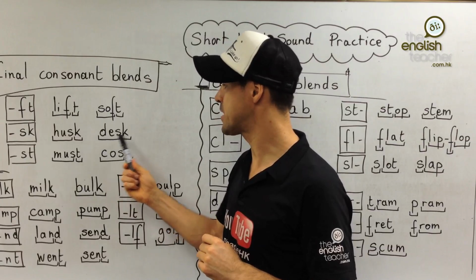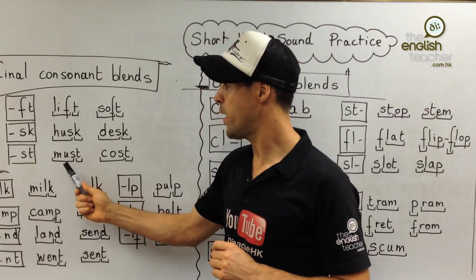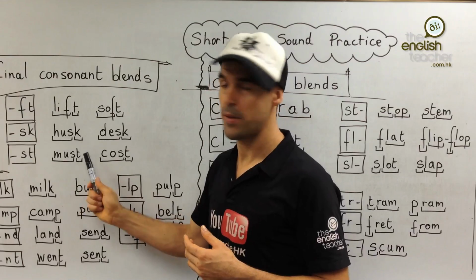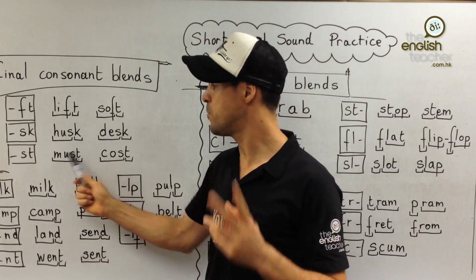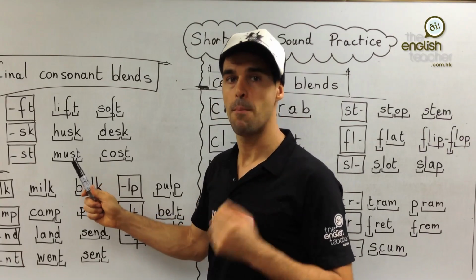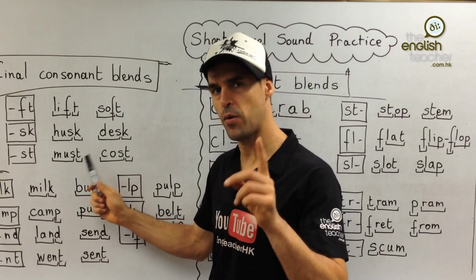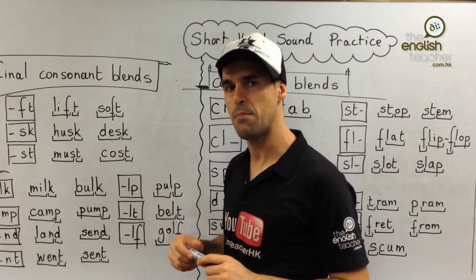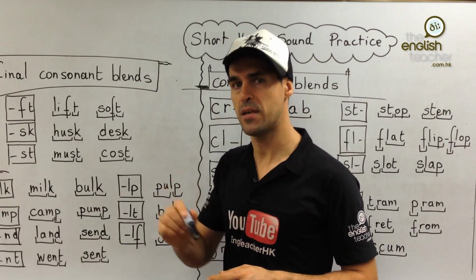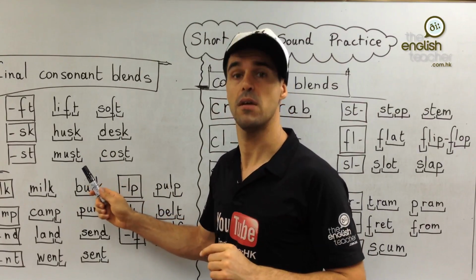All right, desk. The next one is st. So when you see st, you can say st, or you can split it up in two parts, like in mus, must. Make sure you say this T though. This is very important. Many people in Hong Kong, they say must, but that's wrong. You have to pronounce the T. It is there, it has a sound, so please do pronounce it, okay?